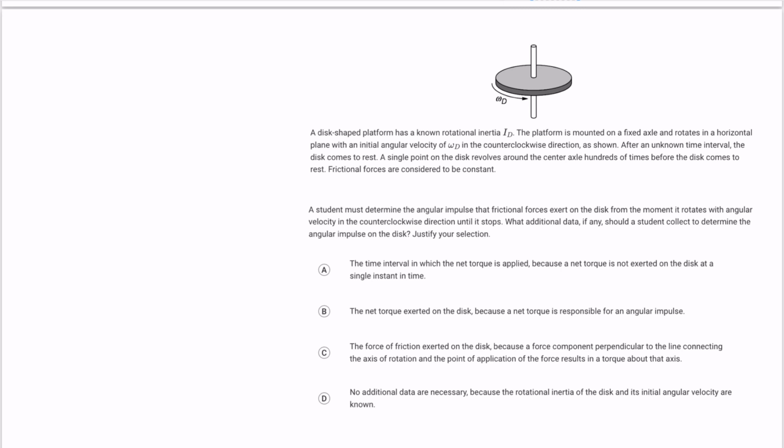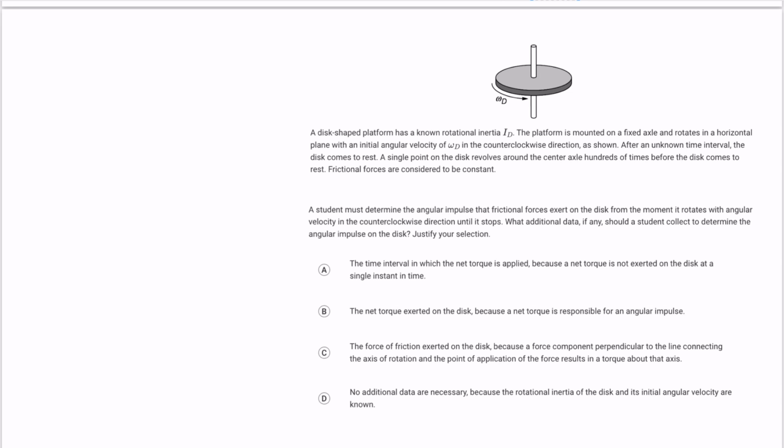This first problem has a disc-shaped platform which has a known moment of inertia, I sub d. The platform is mounted on a fixed axle and rotates in a horizontal plane with an initial angular velocity omega sub d. The motion is counterclockwise. Now, after an unknown time interval, the disc comes to rest. A single point on the disc revolves around the center axle hundreds of times before the disc comes to rest. Frictional forces are considered to be constant.